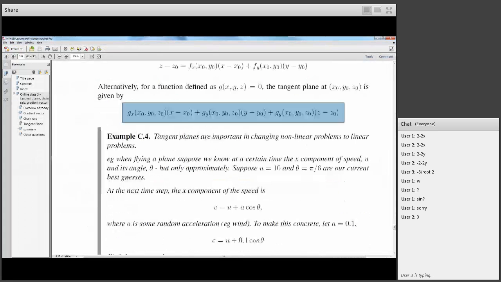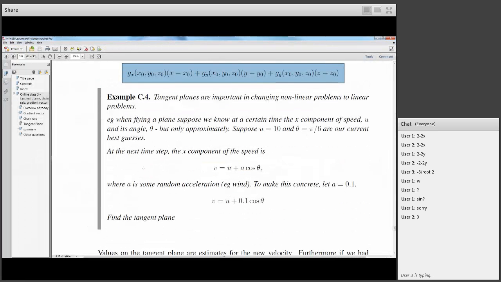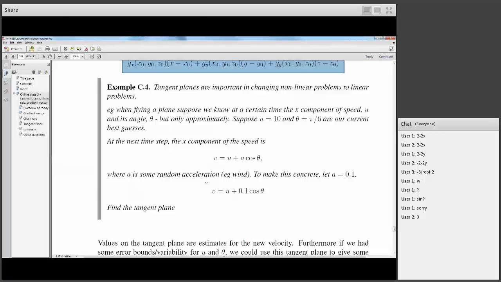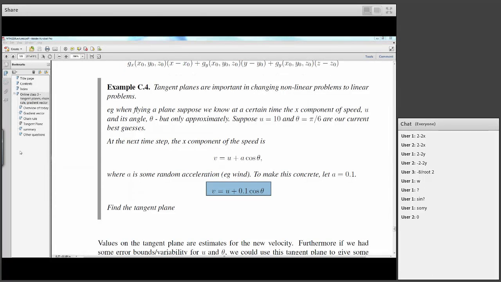So the question I've got here, I'll mostly just describe it. That's the equation at the bottom. As I said, this idea of using linear approximations for non-linear stuff is important in many circumstances. The example I want to talk about is flying a plane.